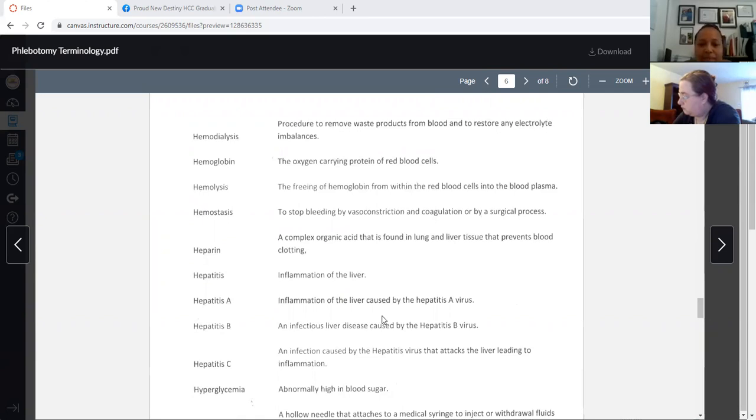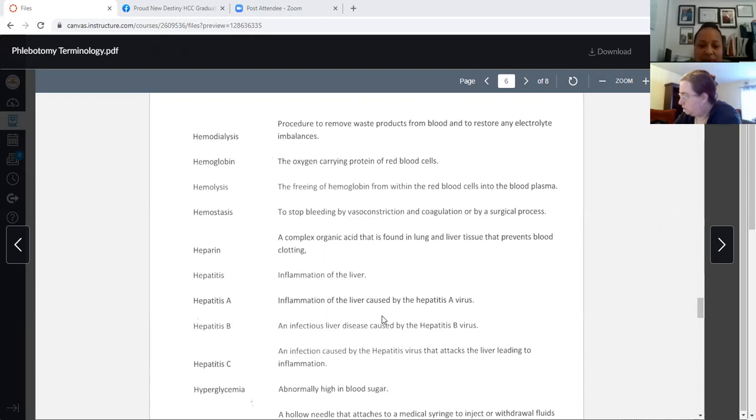Hepatitis is inflammation of the liver. Hepatitis A, inflammation of the liver caused by hepatitis A virus. Hepatitis B, an infection of the liver caused by hepatitis B virus. Hepatitis C, an infection caused by hepatitis virus that attacks the liver, leading to inflammation.